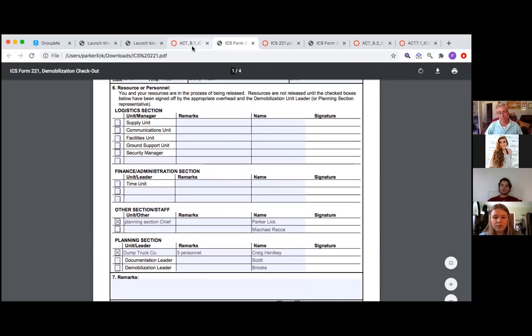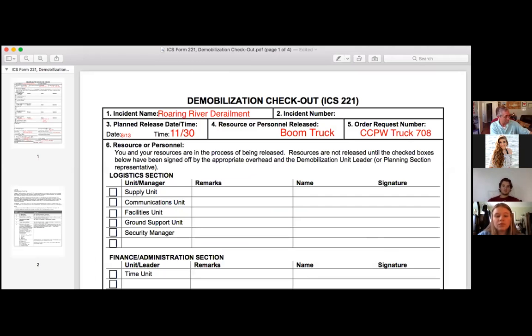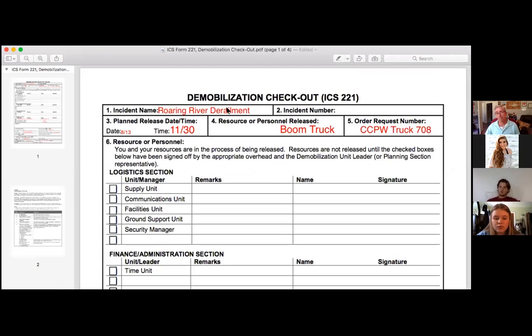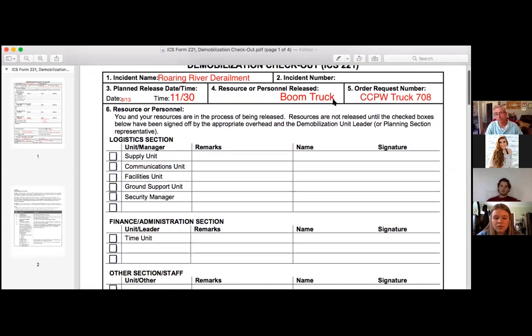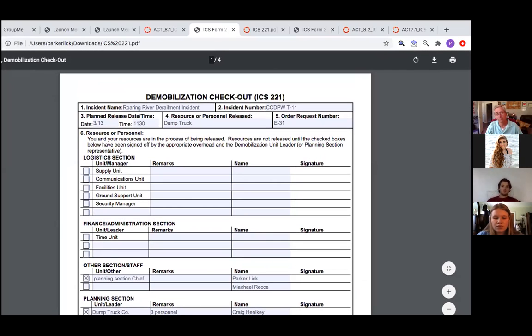I have one more form. Figure out how to share that one. All right, once again, this was the incident, the Roaring River derailment. The resource was the boom truck. Oh, hold on, mine disappeared. Sorry, guys.